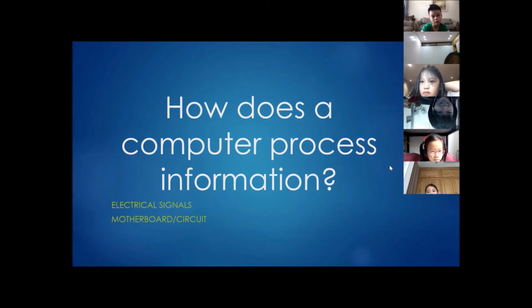It works, put in. I think you're right. I just didn't hear you very well. It works the computer. Yeah. So that's how the computer functions. Cayenne, what does it send around the circuit? Electrical signals. Yeah, good job.